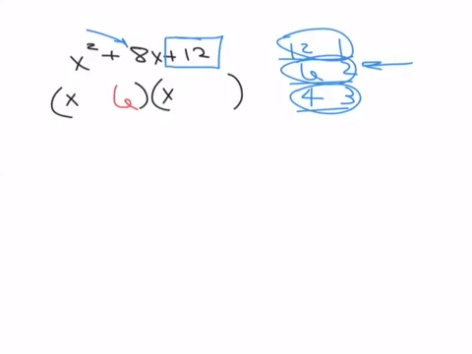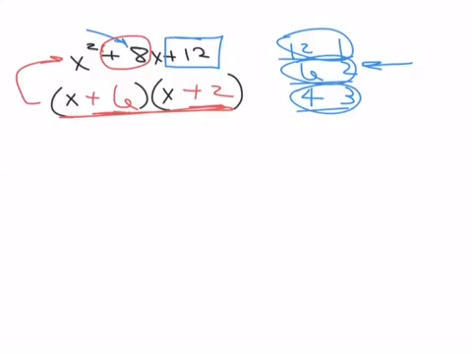It's 6 and 2. And are both of those positive? If I multiply a positive 6 times a positive 2, do I get a positive 12? Yes. But what if these were negative? If I multiply a negative 6 times a negative 2, do I get a positive 12? Yes. But when I add a negative 6 and a negative 2, I do not get a positive 8. I get a negative 8. So I know that these have to be positive. 6 times 2 is 12. 6 plus 2 is 8. This is the factor. So if I did the FOIL method, I would get this back.